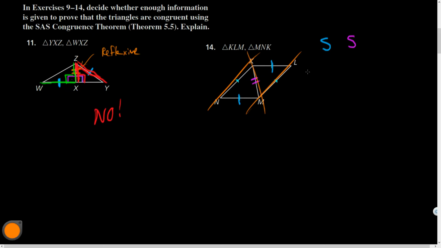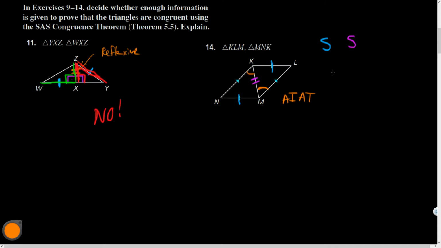I think I could say something about this angle and this angle, right? By alternate interior angles. For question 14, I just drew it. There you go.